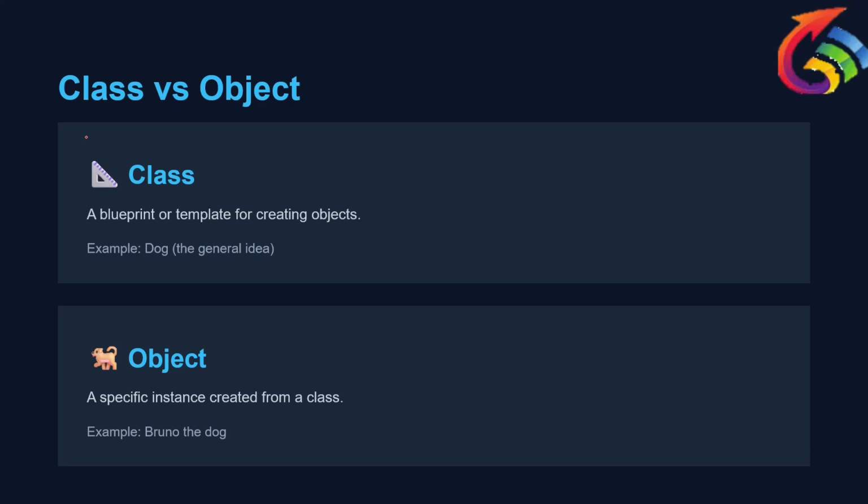Let's move forward to classes and objects. So a class is like a cookie cutter. It's a blueprint. An object is the actual cookie you bake with that cutter. Classes are just plans. Objects are the real things you make from those plans.